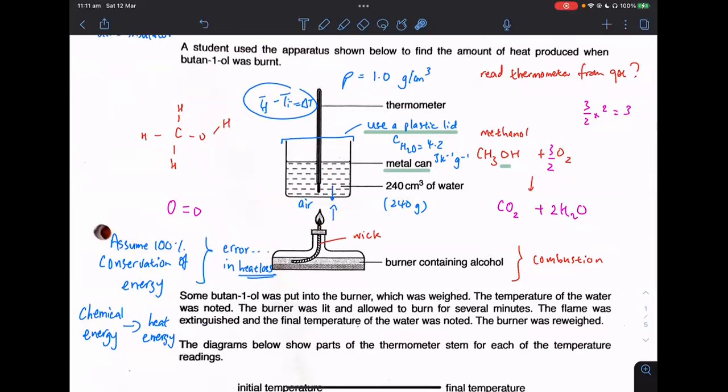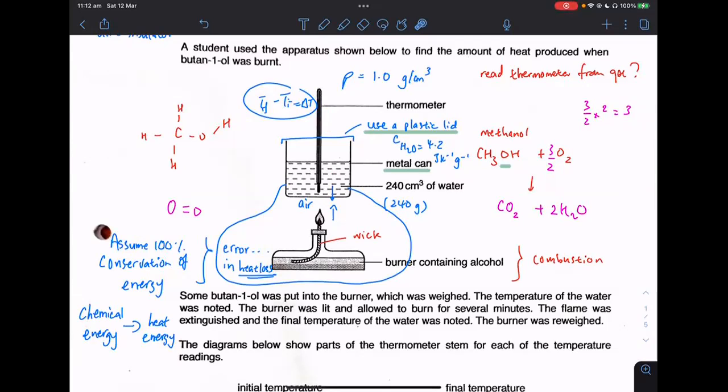Now, another thing you can talk about is you can cover this up. So people can say you can insulate this space here so that you don't get heat loss to the surrounding. The more heat loss you have to the surrounding, the more energy is not conserved, the less of the energy goes into heating the water, the less accurate is the final temperature, and therefore the less accurate is delta T. Therefore, the less accurate is the enthalpy change that you work out from there.